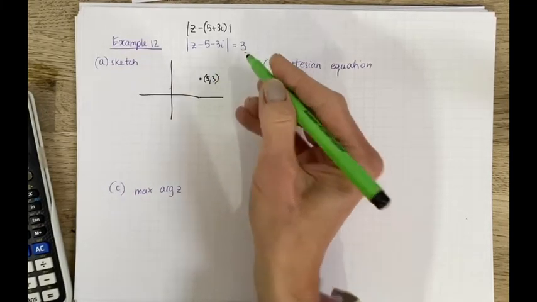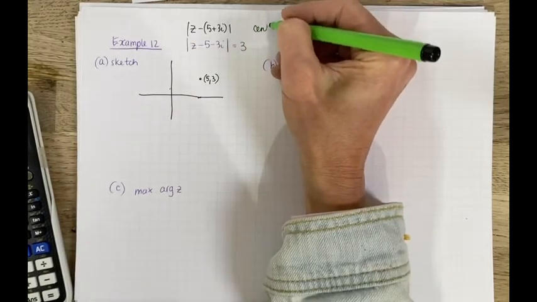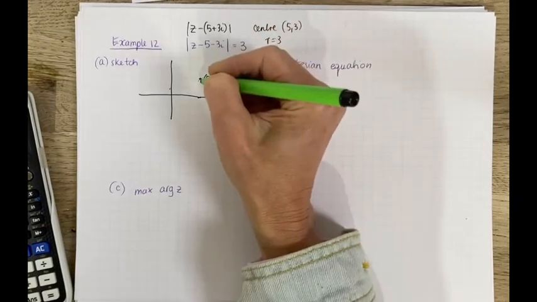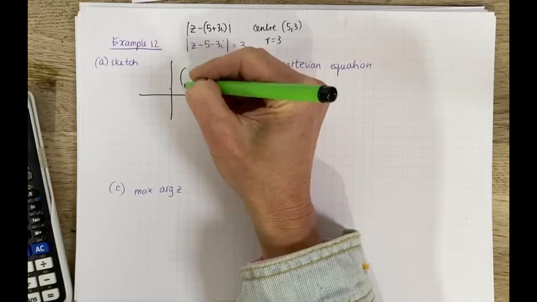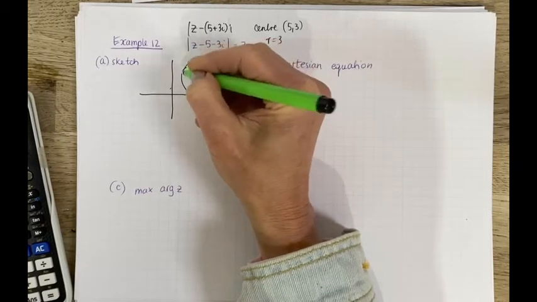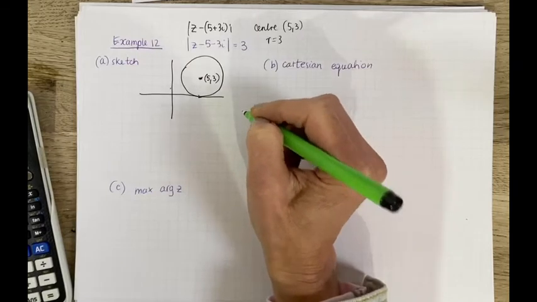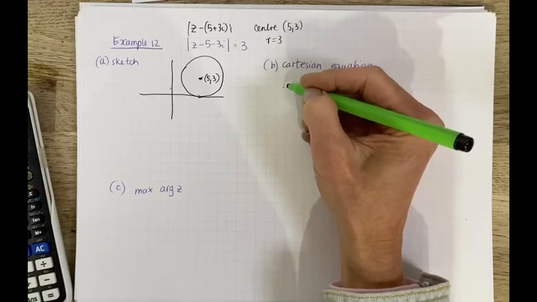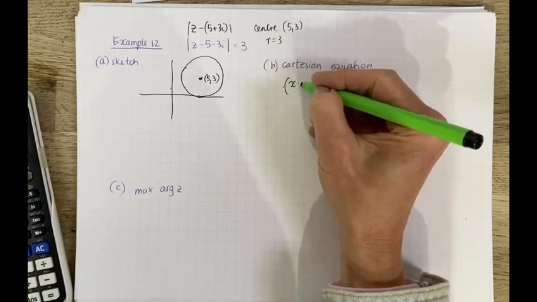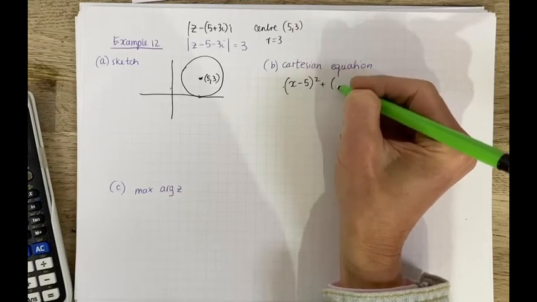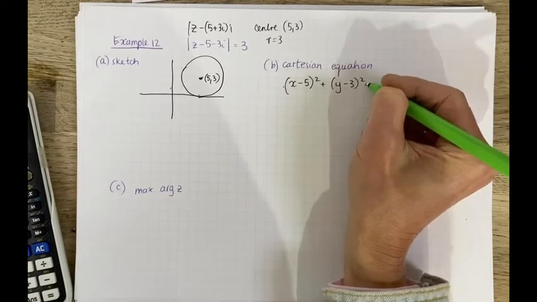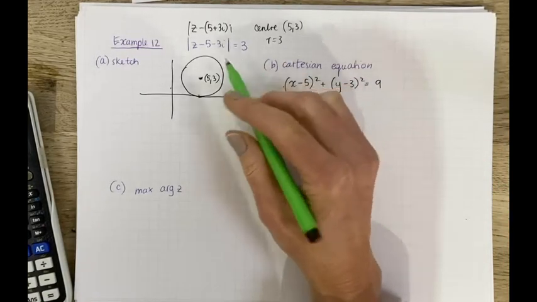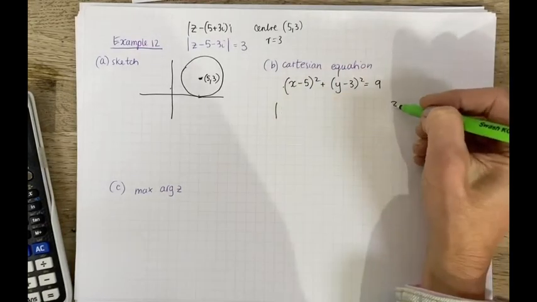Okay, the center is (5, 3) and the radius is 3. So we're going to draw that. If the radius is 3, it's going to touch the x-axis, the real axis. There you go. For the Cartesian equation, you can get the equation straight away. If you've got that center, you've got (x - 5) squared plus (y - 3) squared equal to 3 squared, so 9. But it's really good practice to do this from scratch.